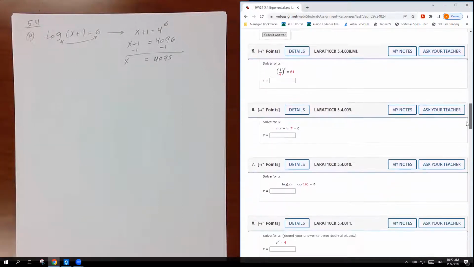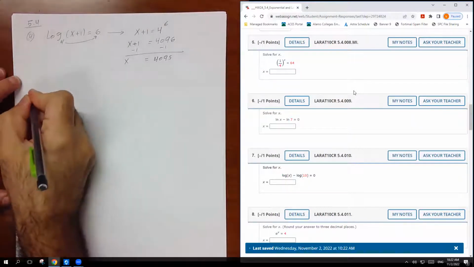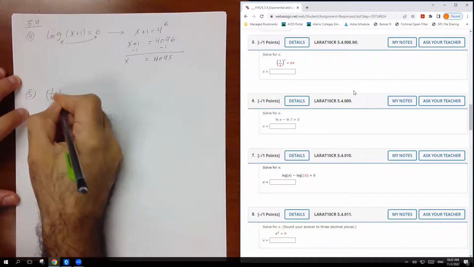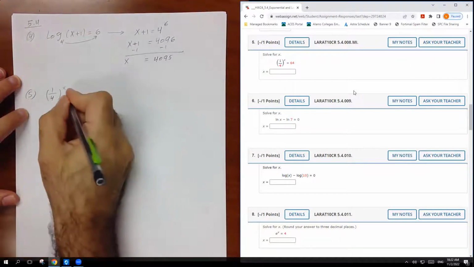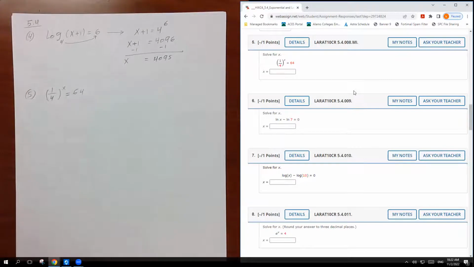Let's go to example 5. In example 5, they just ask you to solve for x. So we're going to solve this one for x, which is 1 over 4 to the power x equals 64. Let's check how we're going to solve this one.